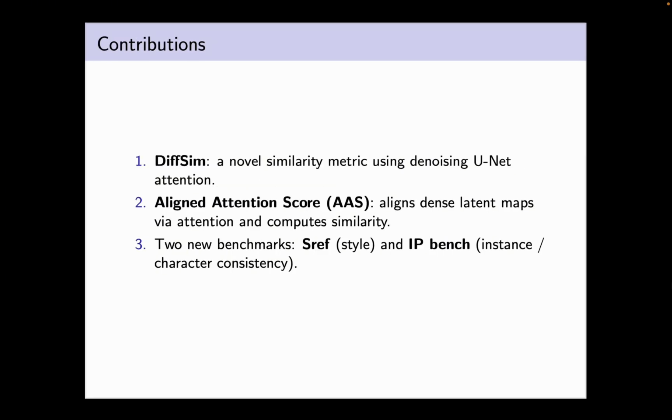Concretely, our contributions are threefold. First, we propose DiffSim, a plug-and-play similarity metric using pre-trained diffusion UNets. Second, we introduce aligned attention score, a simple but effective attention-based alignment and similarity computation for dense latent maps. Third, we present two new benchmarks, SREF for style similarity and IP bench for instance or character consistency, and show that DiffSim performs strongly on these and existing datasets.